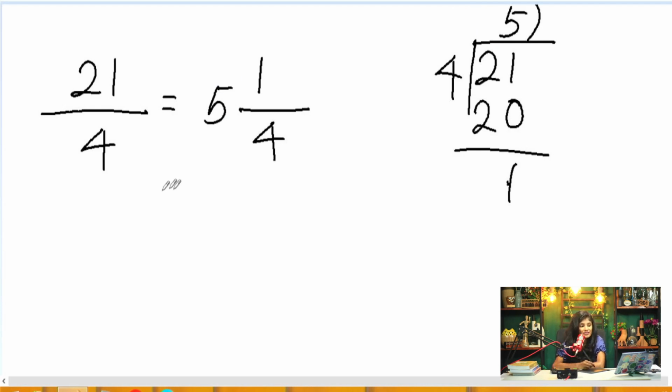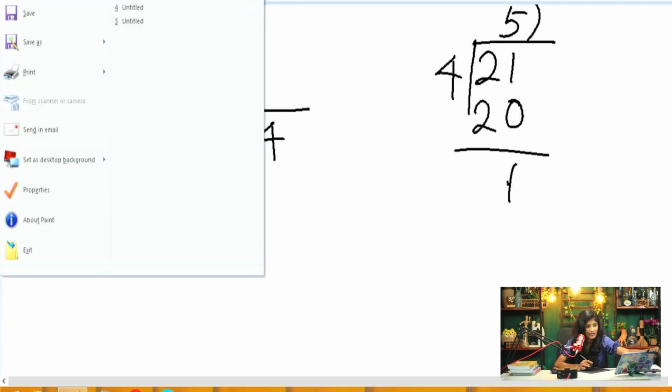Keep in mind, this 5 does not belong to the numerator or the denominator. It is in the middle. It belongs to both the numerator and denominator. That will be in the middle. Okay, so that's it. Another example.